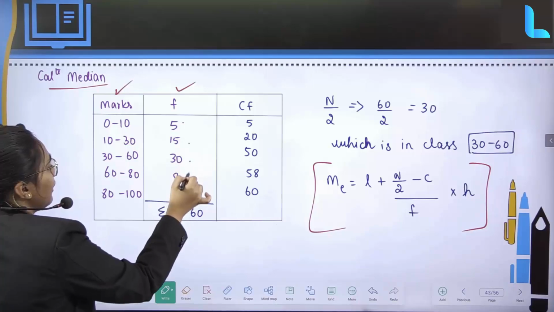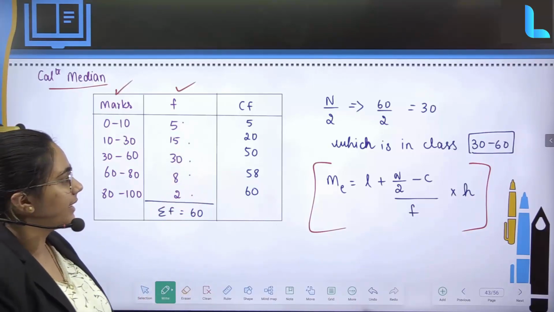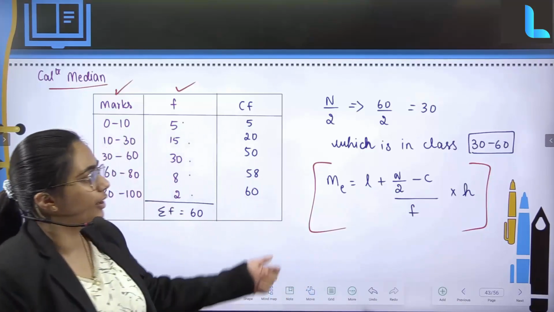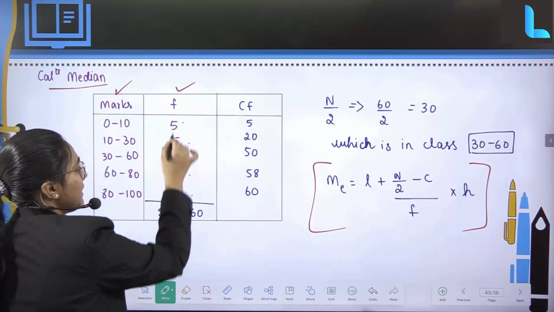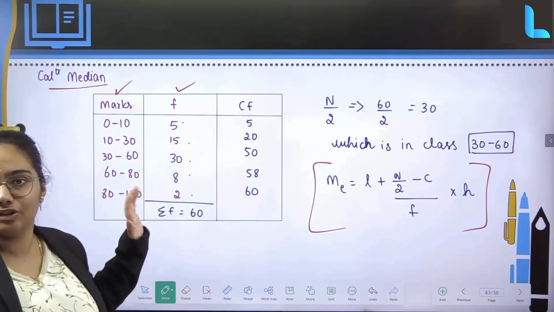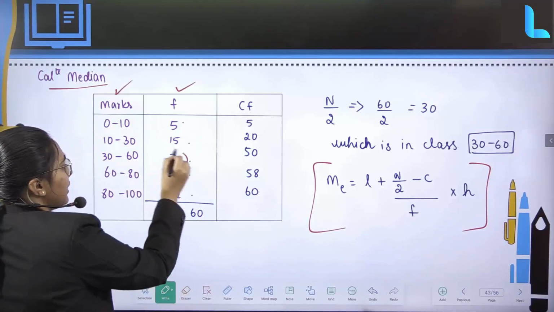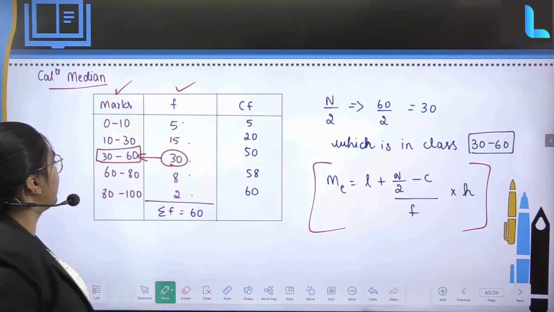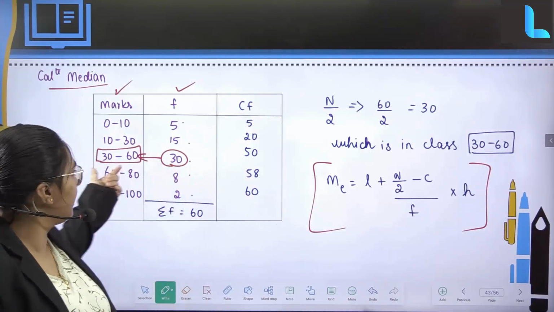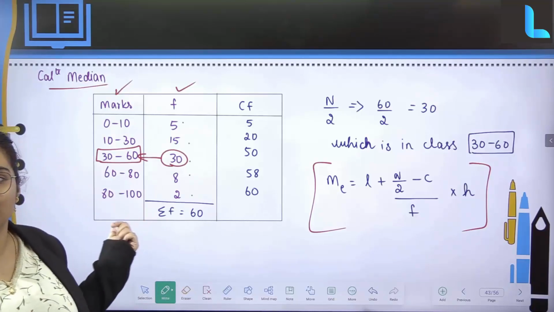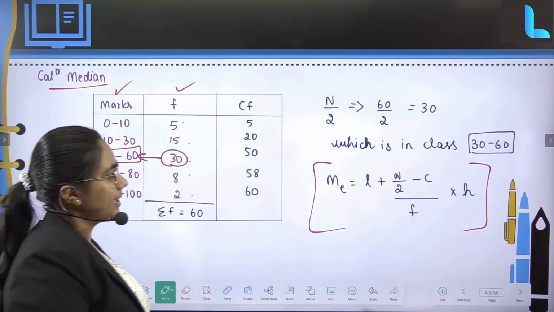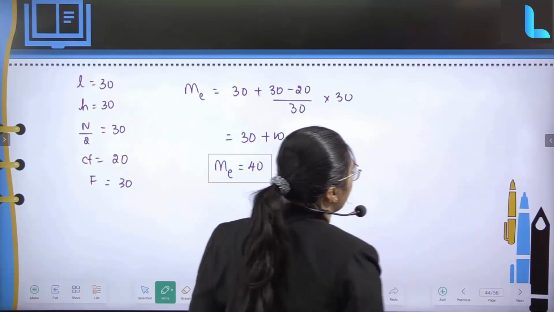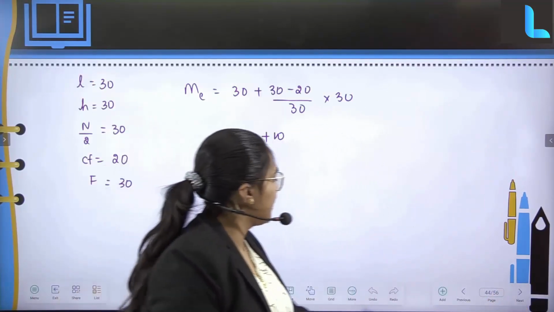So how do I get to know what my median is going to be over here? 1, 2, 3, 4, 5, I have 5 classes. Now n divided by 2: total n is 60, so n by 2 is going to be equal to 30. Since it is a small table, I can just do it manually also. So 30 is what it is going to be. With that I will get my class interval, which is going to be 30 to 60. So when my class is 30 to 60, from that I can figure out what my lower limit is going to be.